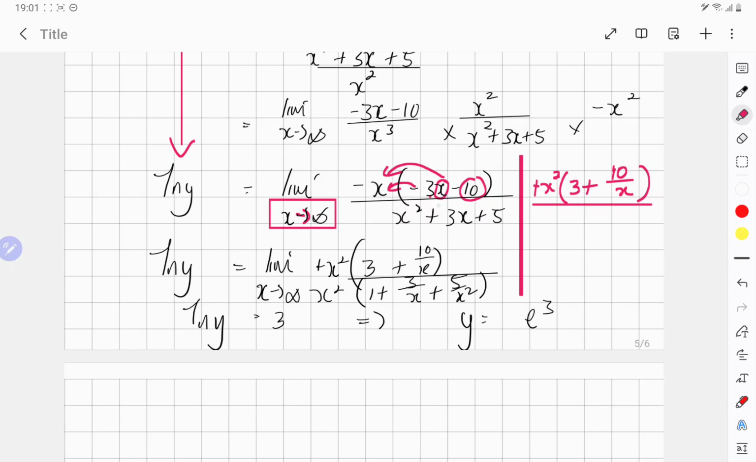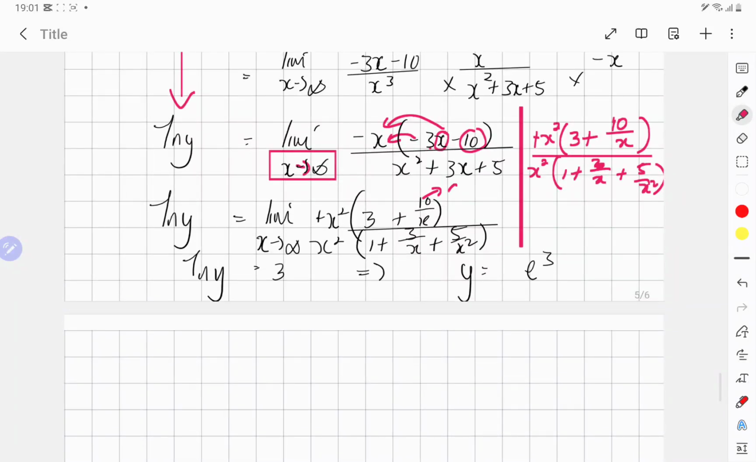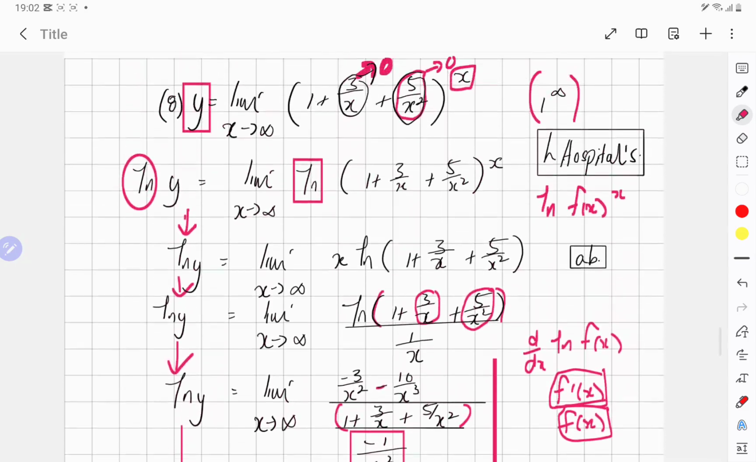At the bottom, I'm taking out the x with the highest power. I'm taking out x squared. So I will be left with this fraction. Now, what I've mentioned earlier, this will approach 0, 0, 0. These will cancel, and I'm left with 3 over 1, which is 3. We need to get y by itself. Y is e to the 3. Bringing this ln y down, important, that way I will not forget that I have to solve y.